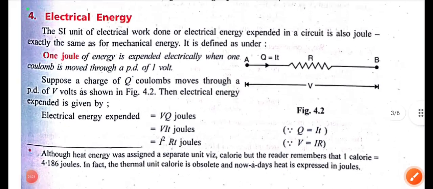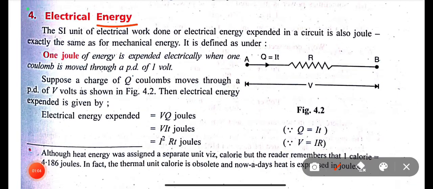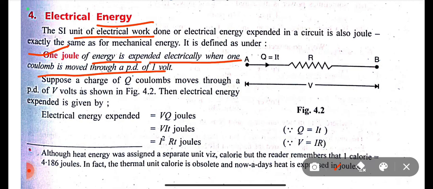Today we are going to cover electrical energy. As I told you, the SI unit of energy is the joule, right? So what is 1 joule? 1 joule of energy is expended electrically when 1 coulomb is moved through one potential difference, right? That is known as 1 joule.